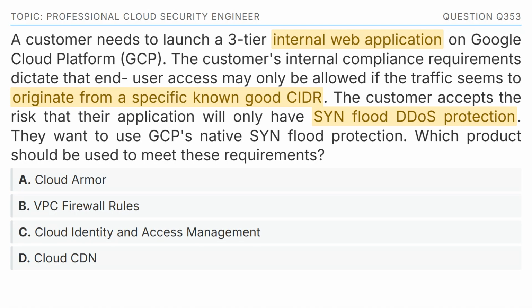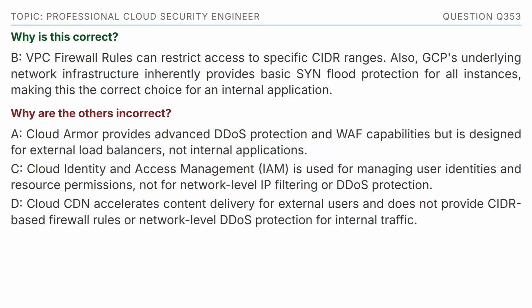To arrive at the correct answer, we focus on the keywords internal web application, originate from a specific known good CIDR, SYN flood DDoS protection. The correct answer is option B, VPC Firewall Rules. Why is this correct? B. VPC firewall rules can restrict access to specific CIDR ranges. Also, GCP's underlying network infrastructure inherently provides basic SYN flood protection for all instances, making this the correct choice for an internal application.